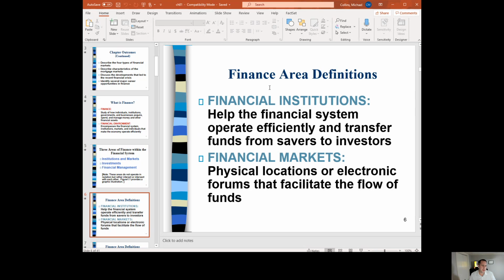So definitions, financial institutions, that's they help the financial system operate efficiently and transfer funds from savers to investors. You think about, you've heard things recently in the news about GameStop related to these clearinghouses and hedge funds that can act as clearinghouses like Citadel. And then you have the markets, which are the physical locations or electronic forums that facilitate the flow of funds. For this example, financial market, think New York Stock Exchange, NASDAQ. For most of us buying and selling, it doesn't even matter what financial market it's on. As long as your broker can trade it, it's just another security.